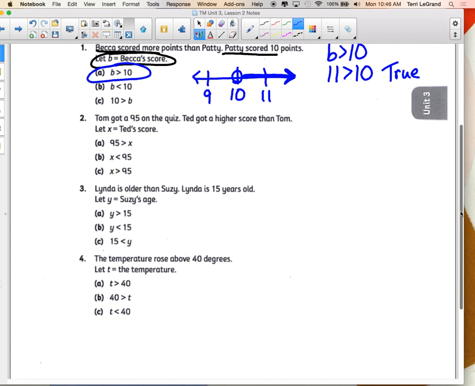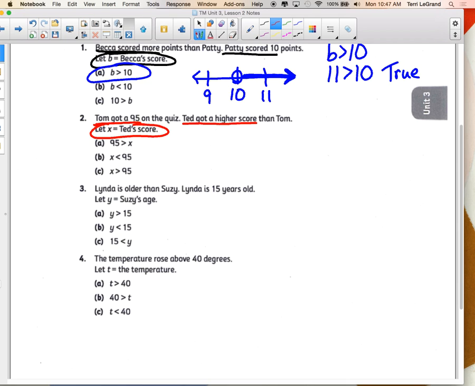Okay, let's go on to the next problem where Tom got a 95 on the quiz. Ted got a higher score than Tom. So we already know what Tom got. Ted got a higher score. X, they say, and this is going to represent Ted's score. The one we don't know. We do not know Ted's score. We just know that he got a higher score than Tom, who got a 95.